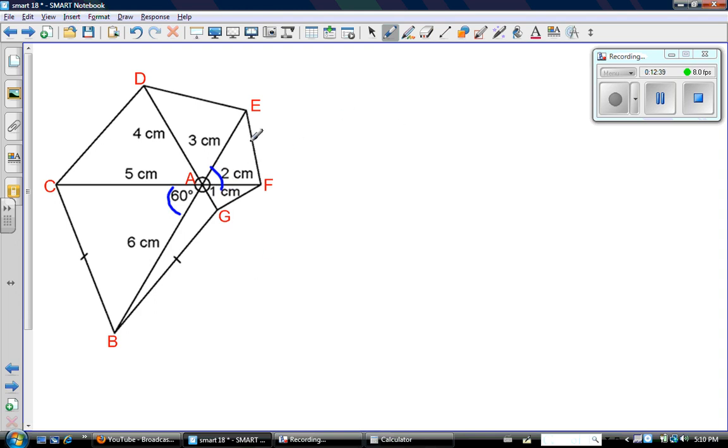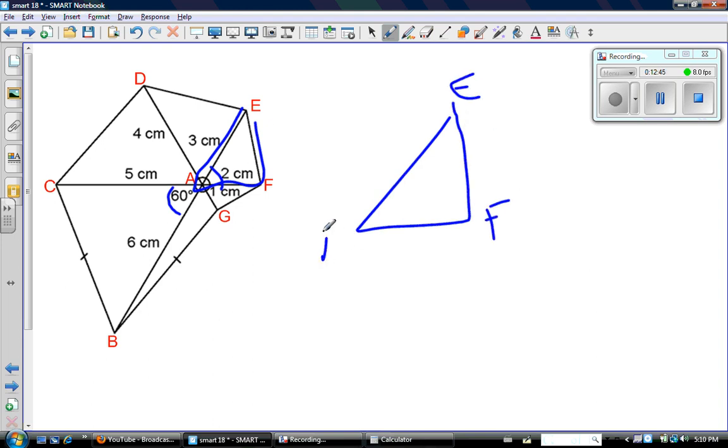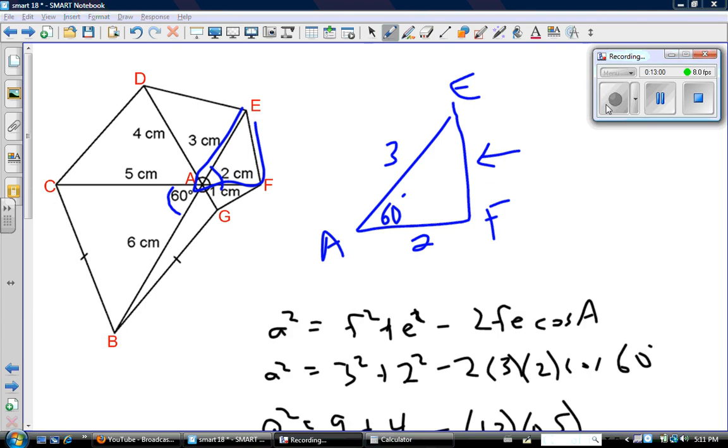Okay, so now if we look at triangle AEF, we know that we have a 60-degree angle. This is 2, and this is 3. Again, we can now use the cosine law to find the length of this side. So again, I'm going to press pause. I'm going to do the math, and we'll come back when I have an answer. Okay, I'm back. So I used the cosine law, and I found that this was the length of 2.7.